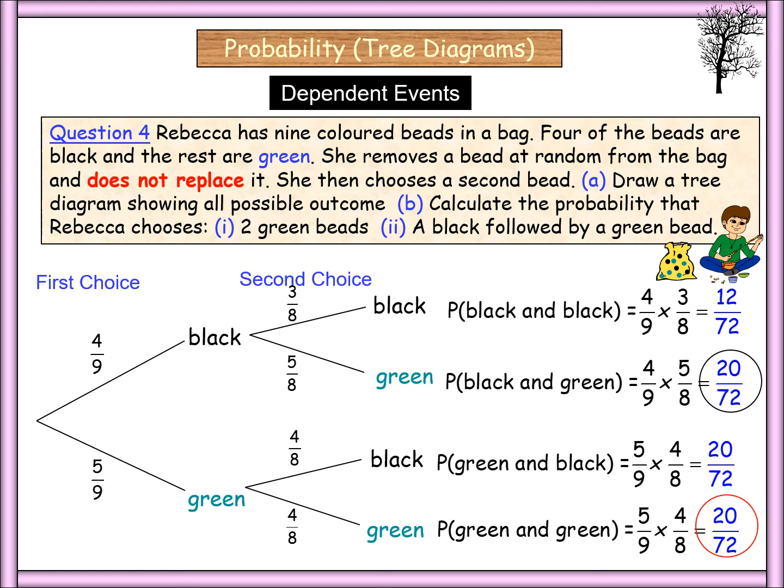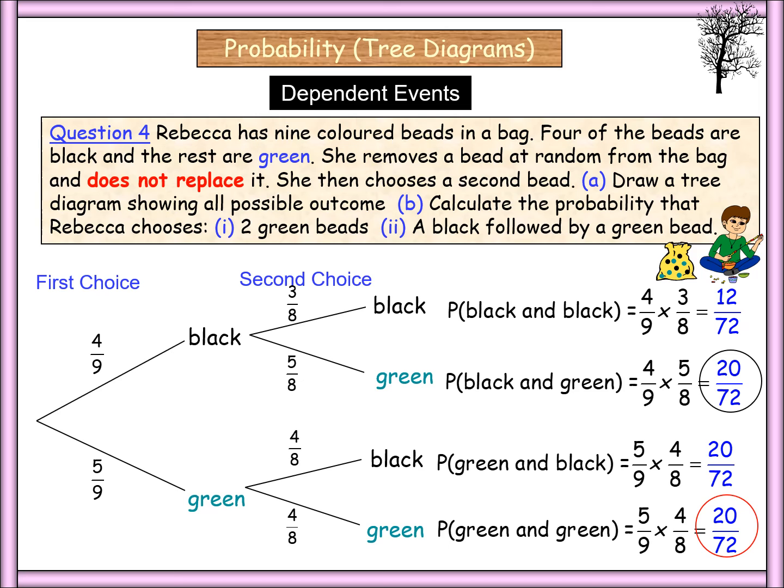So from here, making our tree diagram already. If you are going to choose black for the first choice, for the second choice, you need to subtract. So 4 minus 1, so we have 3 over 8, okay? If you choose for the first choice green, and then you choose again for the second choice green, you need to subtract, 5 minus 1, it is 4 over 8, okay? Because the phrase does not replace means you need to subtract from your first choice to your second choice.